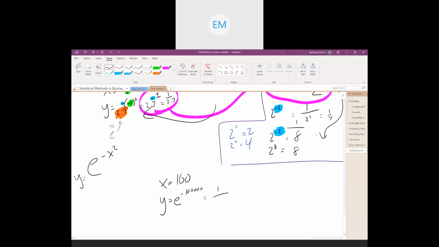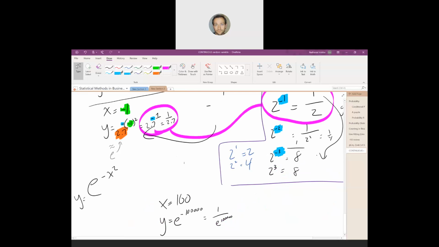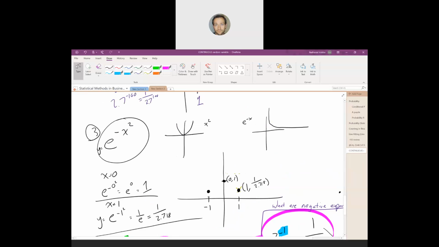So this is 1 over e to this big number. Is this a big number or a small number? Very small number. Okay, so when x is way down here, we have a really small number. Does this change if I make x equal to minus 100? No. Same number, right? Okay, so we have symmetry, so this is way down here.